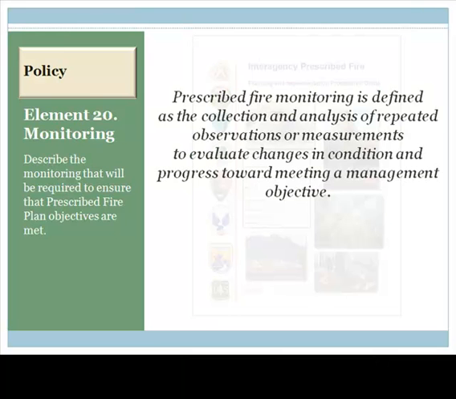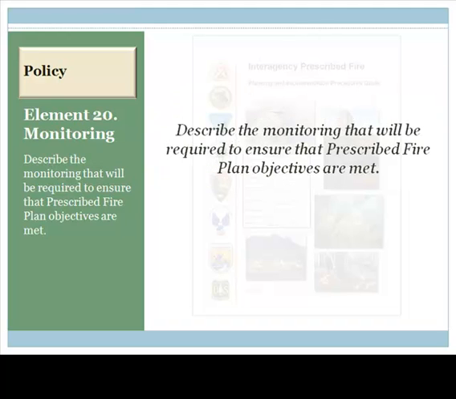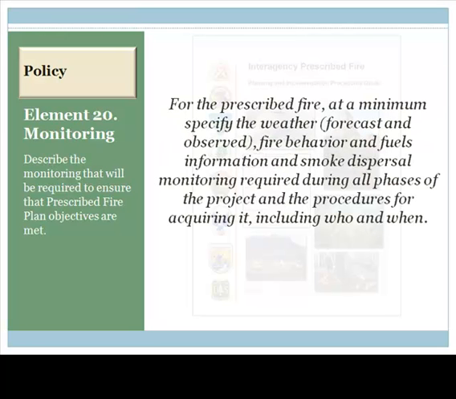It reads, "Prescribed fire monitoring is defined as the collection and analysis of repeated observations or measurements to evaluate changes in condition and progress toward meeting a management objective. Describe the monitoring that will be required to ensure that prescribed fire plan objectives are met. For the prescribed fire, at a minimum, specify the weather, forecast and observed, fire behavior and fuels information, and smoke dispersal monitoring required during all phases of the project, and the procedures for acquiring it, including who and when."